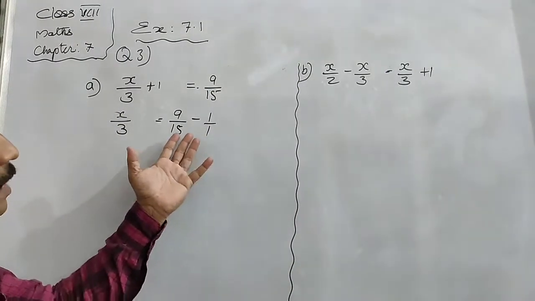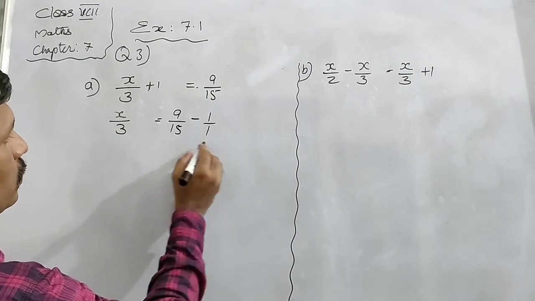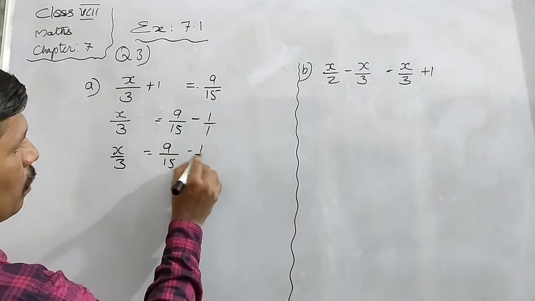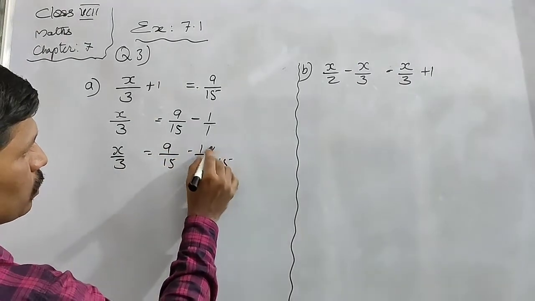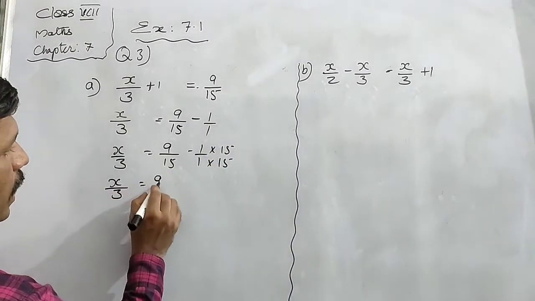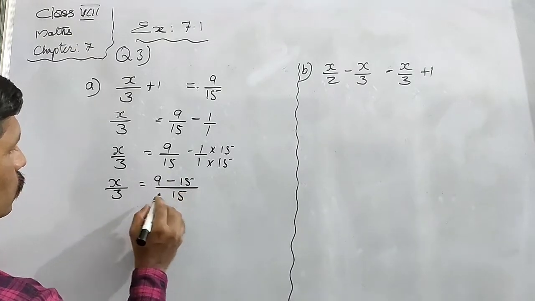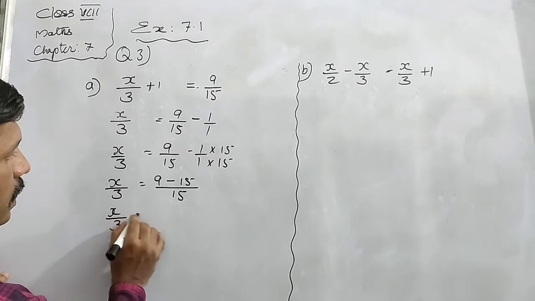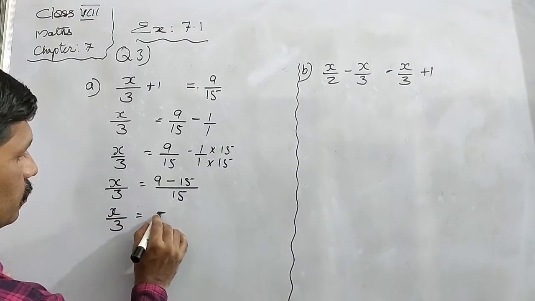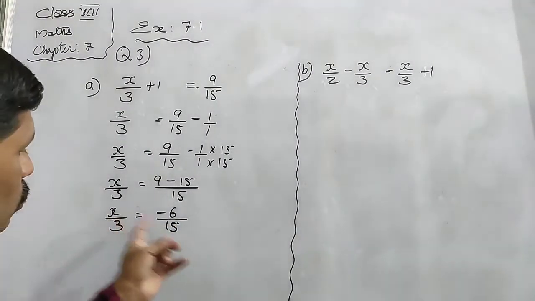As it is a fraction, we want to find the LCM of 15 and 1. The LCM of 15 and 1 is 15, so x upon 3 is equal to 9 upon 15 minus 1 upon 1, where we multiply the 1 by 15 because the LCM is 15. So x upon 3 is equal to 9 minus 15 upon 15. 9 minus 15 is negative 6, so x upon 3 is equal to negative 6 upon 15.